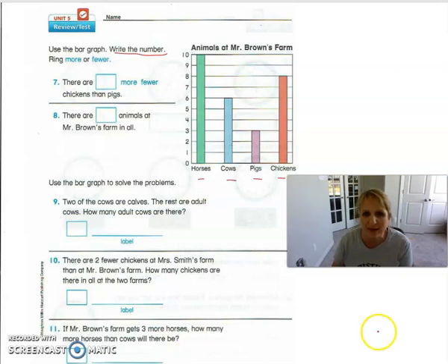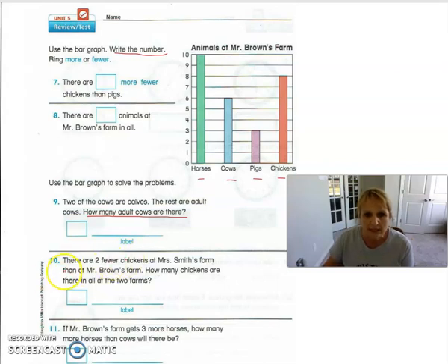Okay, boys and girls, welcome back. Number 9 asks us to use the bar graph up here, this same bar graph, to solve these problems. 2 of the cows are calves. The rest are adult cows. How many adult cows are there? So let's look at the cows. If 2 of them are calves, how many are adults? Go ahead and write the number and make sure and label it. If at any time you need to pause the video, go ahead and do that.